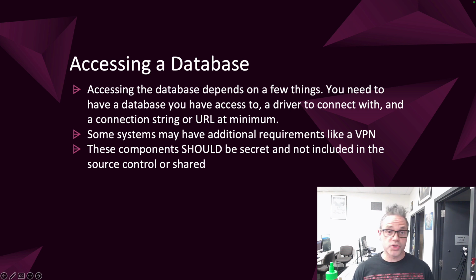Some systems might also require additional connection information, like, for example, a VPN. The database I'm working with in my class right now requires this specifically. And these components should be secret and not included in source control or your shared things that you work with. So when you're talking about accessing a database, make sure you keep that stuff separate and private. It's a good idea to have that handled.